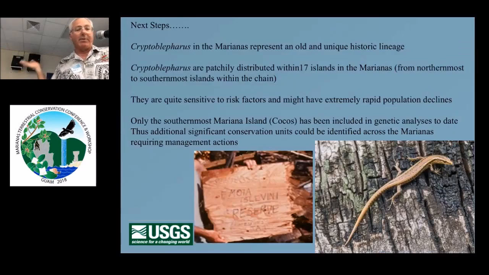And I'll just conclude: Cryptoblepharus in the Marianas represent an old, unique lineage. They're patchily distributed within 17 islands in the Marianas. They're quite sensitive to risk factors and might have extremely rapid population declines. And for genomics, we've only looked at Cocos as the only sample, and there might be additional diversification within the Marianas within this species.